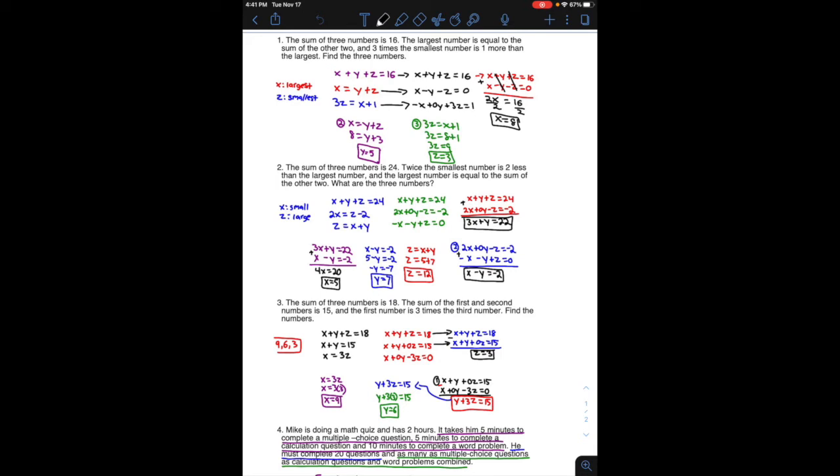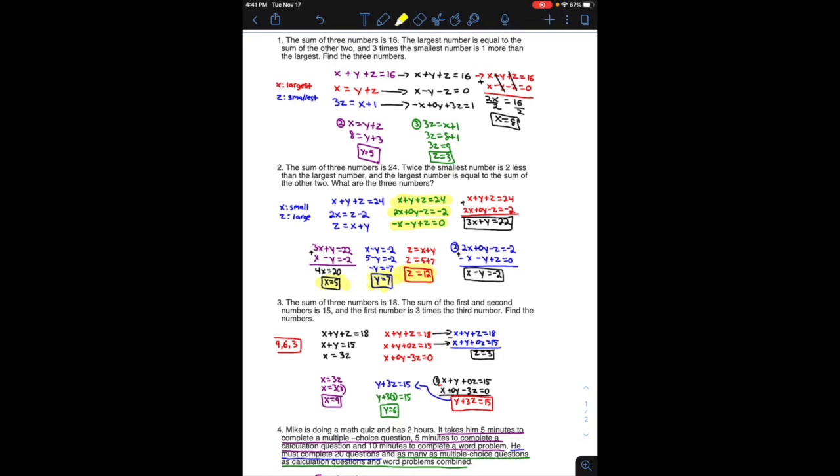Here are your answers for number 2 and 3. Number 2, we're going to get the values 5, 7, and 12. When you subtract all the numbers or move all the terms to the left-hand side, we should get these three equations. And remember, if one of the variables is missing, you could just put a placeholder in and say that there are 0 of that variable, as we did in the second equation.